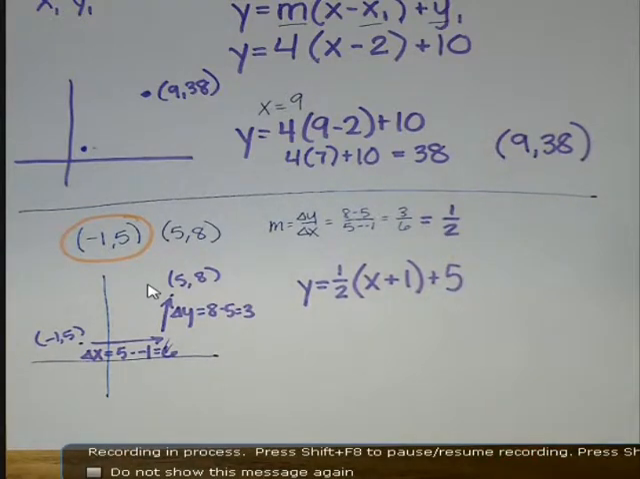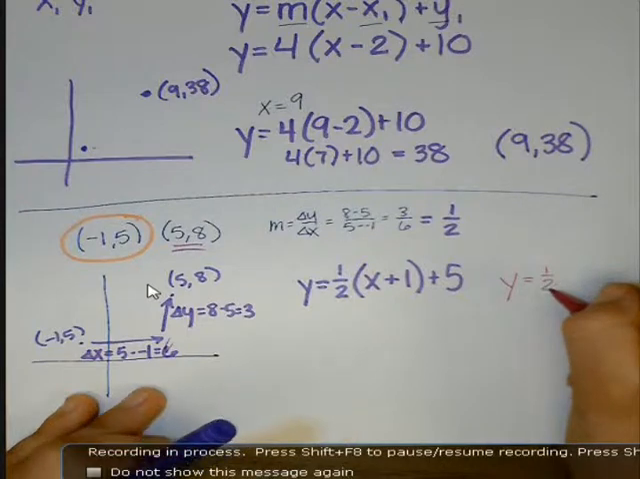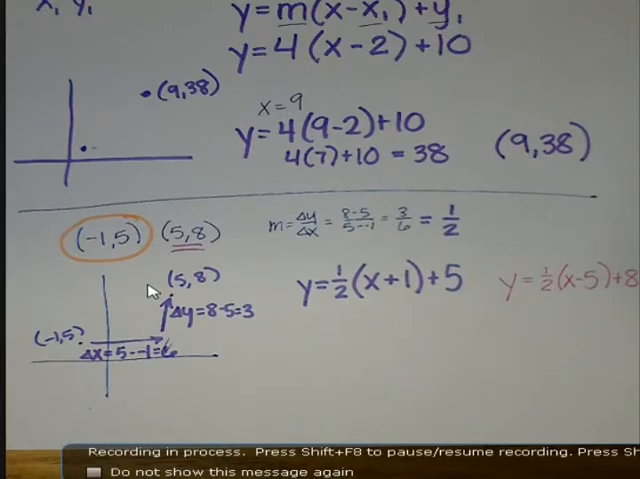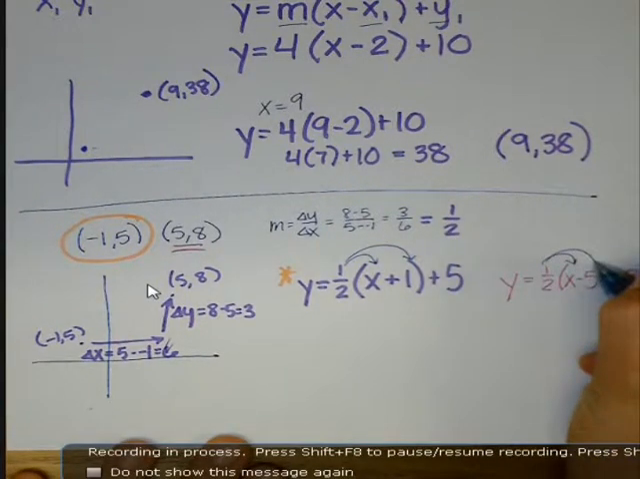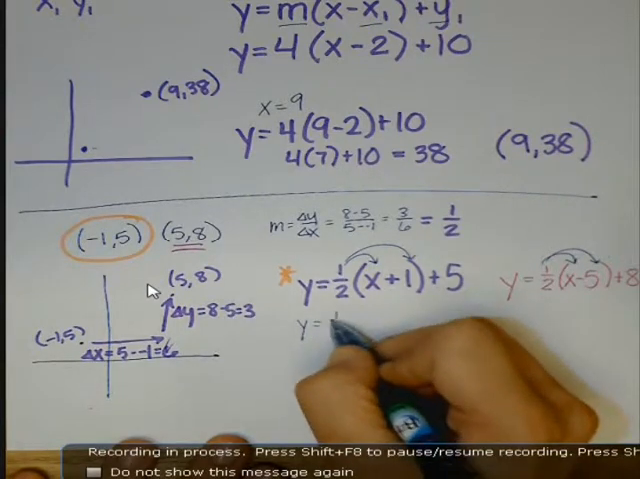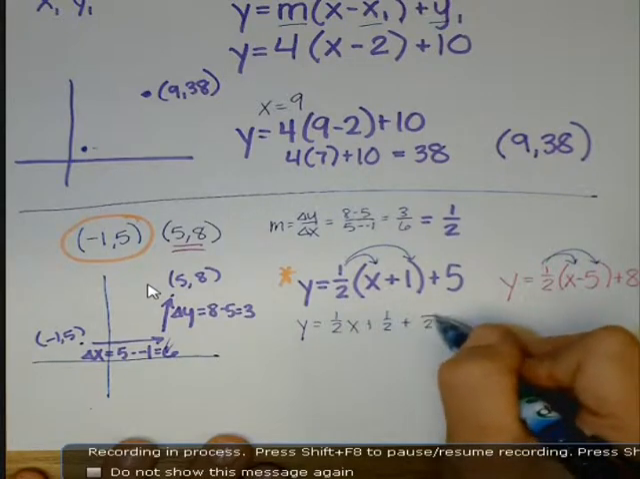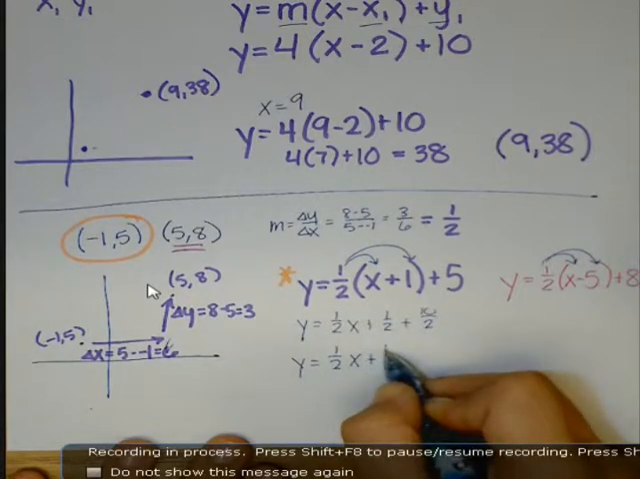The other option here is you could have set up y equals, here's this guy, 1/2, there's my slope, times (x minus 5) plus 8. These are equivalent statements. Now let me show you that. How could we figure out that they're equivalent? Go ahead and distribute. You get y is equal to 1/2 x plus 1/2 plus 5. I'm just going to go ahead and turn that into 10 halves here. So I get y is equal to 1/2 x plus 11 halves.